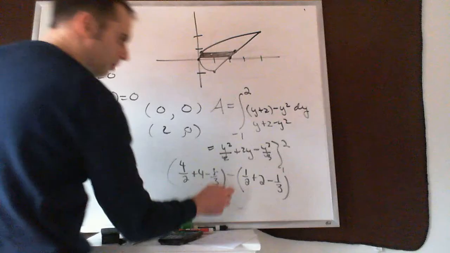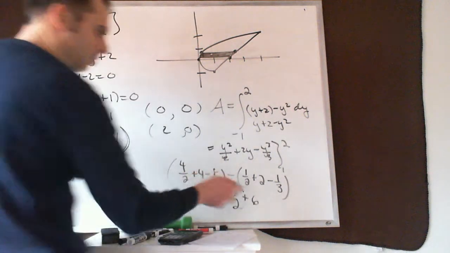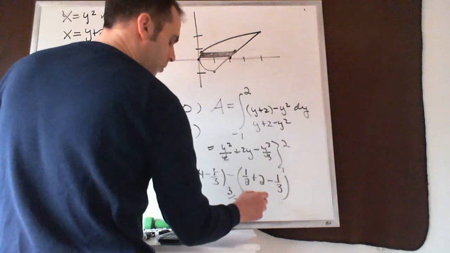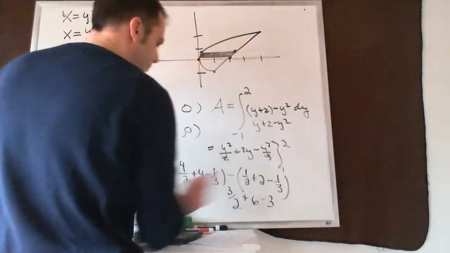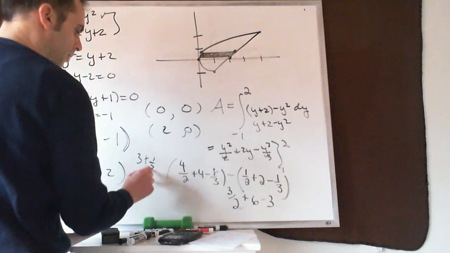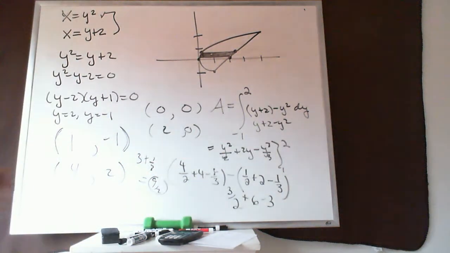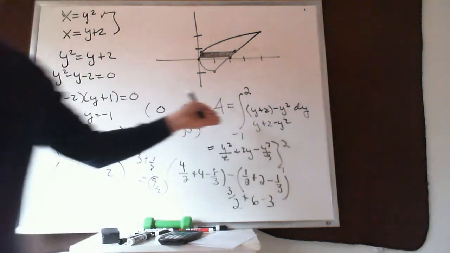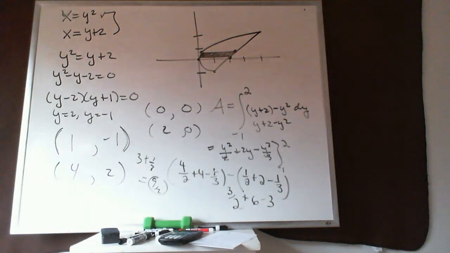So then 4 halves minus 1 half is 3 halves. 4 plus 2 is 6, looking like the other answer it was. Negative 8 thirds, negative 1 third is negative 9 thirds, and minus 3. 6 minus 3 is 3. And then 3 plus the 3 halves, of course, is going to be 9 halves. And even though these are in terms of y, you could still enter that in the Math 9 feature just using x. And the 83 does not know that you're using a function of y.